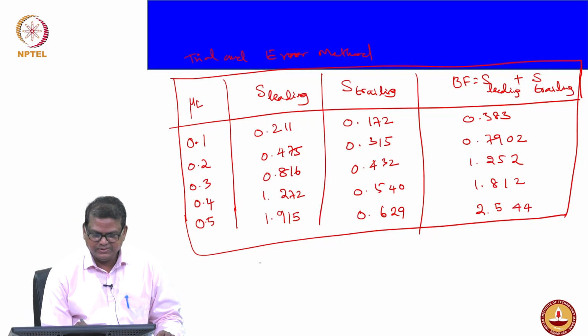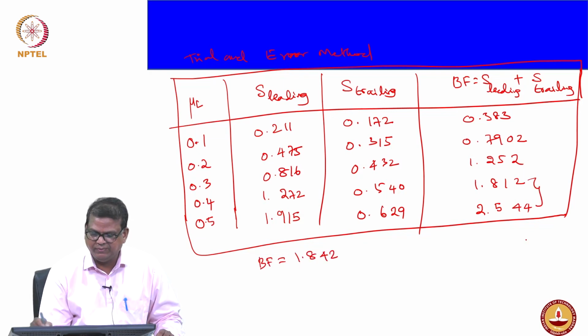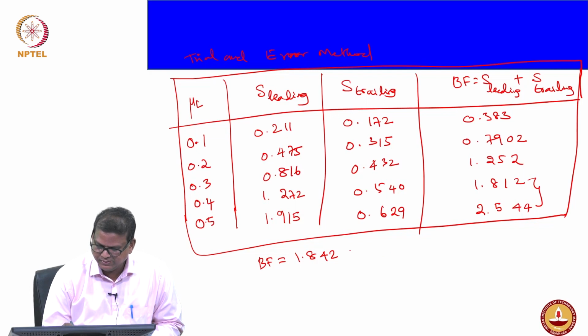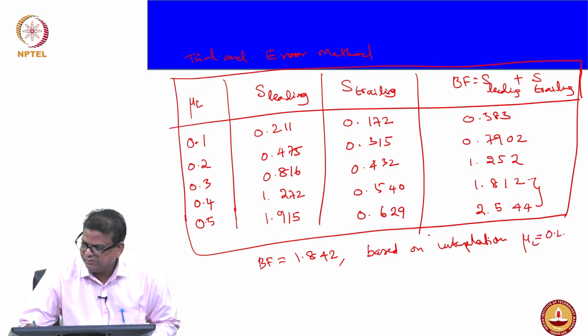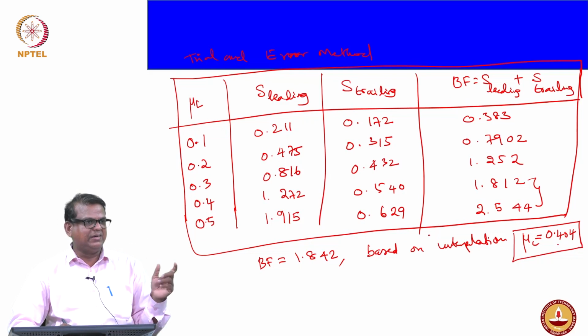Right. So what brake factor do we have? The brake factor we have is 1.842. So if you do interpolation between these two values, you will expect mu L equal to 0.404. Okay.